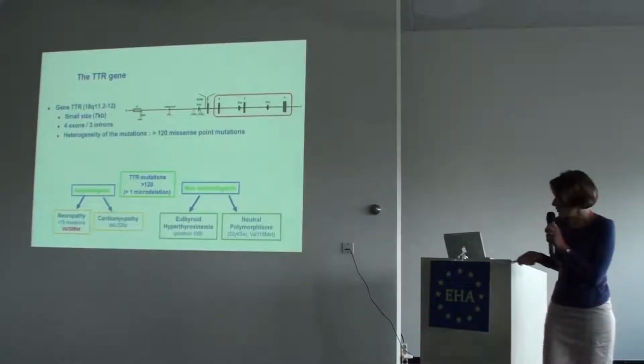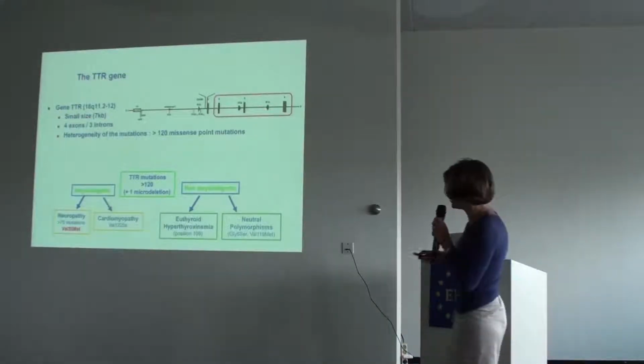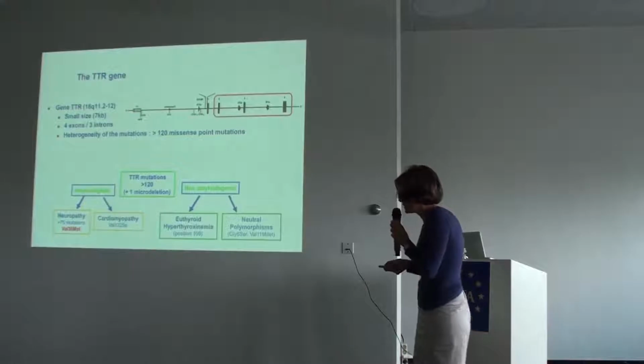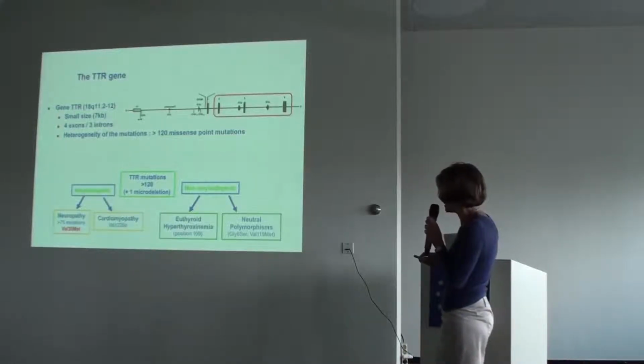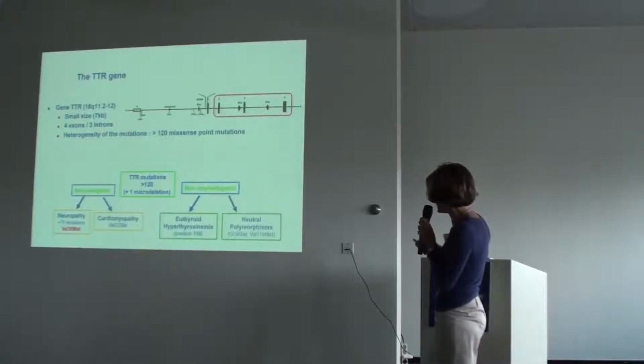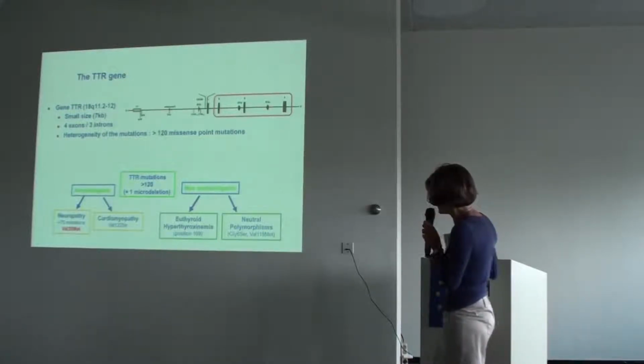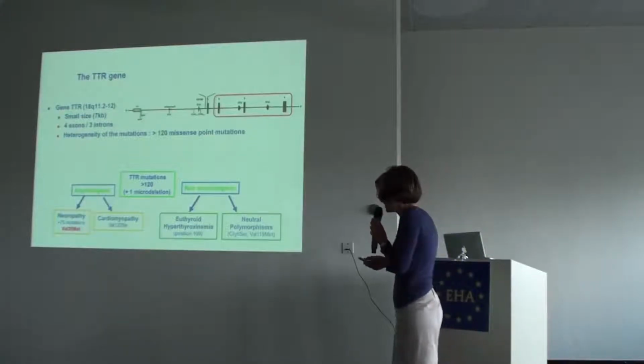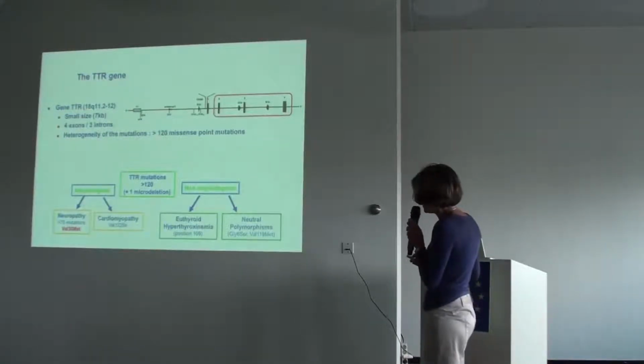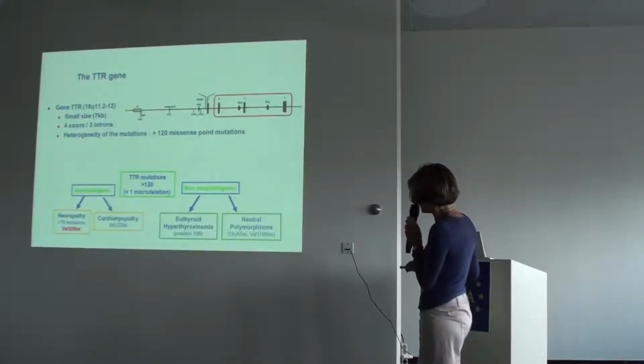Just a quick word on the TTR gene, which is quite useful nowadays, and which has become a major diagnostic tool. It's a very small gene, including 4 exons of 200 base pairs each, so very easy to sequence, and as I said, a very important diagnostic tool for this disease. And we now have a heterogeneity of mutations, more than 120 missense point mutations described.